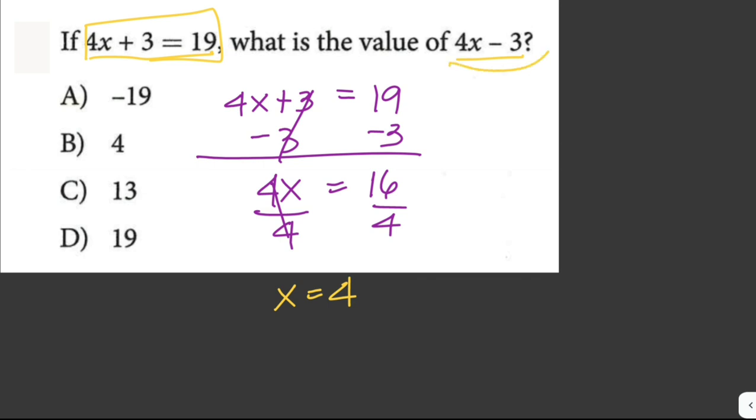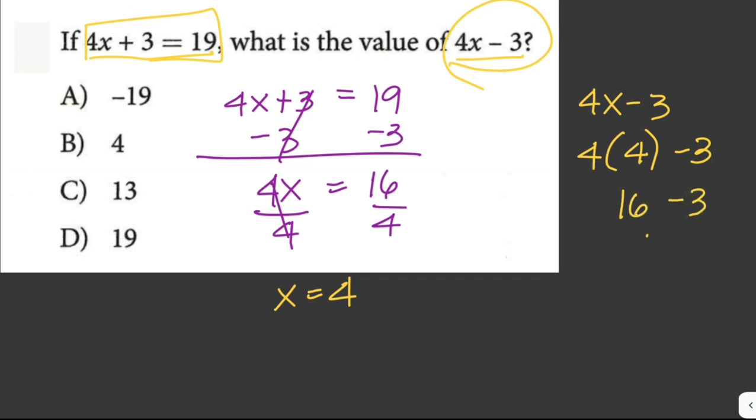And now we can solve for 4x - 3. So 4x - 3, we just plug in the value of x, which is 4. Okay, so 4 times 4 is 16 minus 3, so this is just equal to 13. Therefore, the answer is letter C.